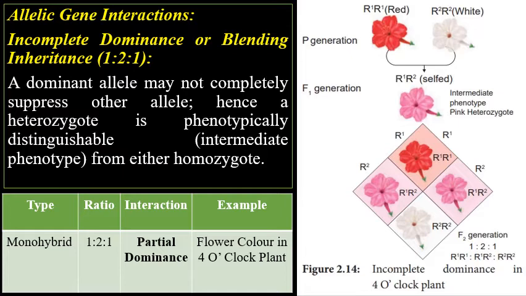Here we can see the pink color occurs in the F1 generation, and by selfing the F1 generation, the checkerboard shows one red flowered individual, one white flowered individual, and two pink flowered individuals, which shows the ratio 1:2:1. This shows the incomplete dominance of the red flowered plant over the white flowered four o'clock plant.